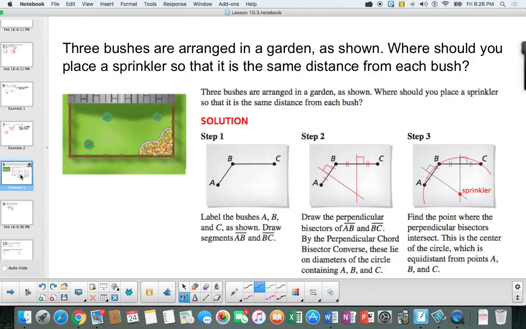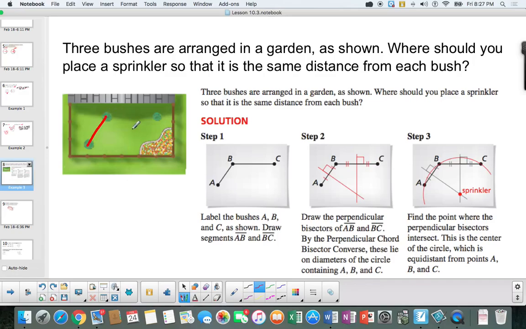All right, let's take a look at an applied problem. We have 3 bushes in a garden. Where should we place the sprinkler so that it's at the same distance? So somehow the sprinkler has to go somewhere around here so it can flow and water these 3 things. So we can use some geometry to do that.